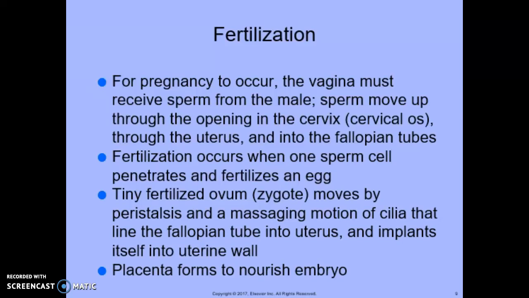Once pregnancy begins, the serum level of human chorionic gonadotropin, or HCG, rises, and the hormone spills into the woman's urine, where it can be detected with a pregnancy test. And that's why our pregnancy tests are HCG tests, because we're testing for that hormone.